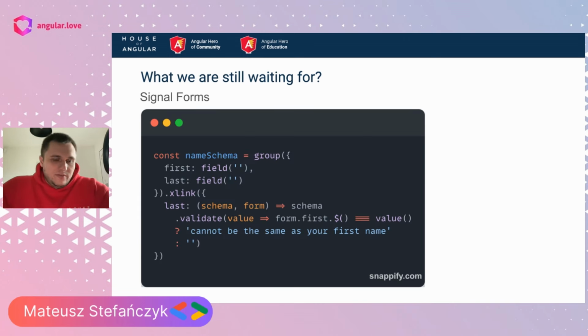What we are still waiting for, because we expected that maybe this version will contain signal forms, another big signal-related thing we are all waiting for. Unfortunately not. Within this version, we will not see signal forms, so we still need to wait. I read that this API is being polished and improved right now, so maybe we can expect it in the next version. We will see.